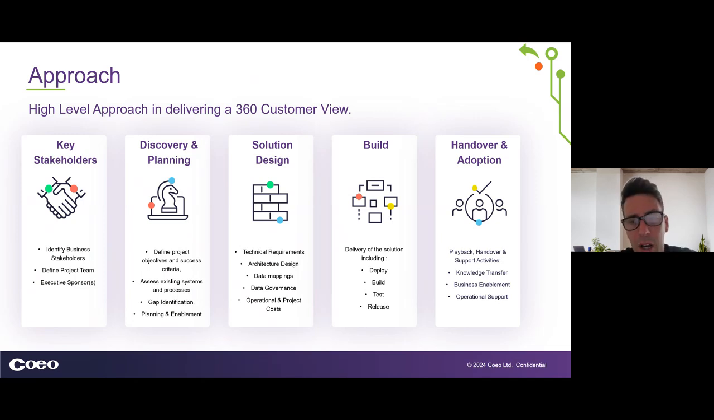So we release it into production, and then we go into the adoption enablement, knowledge sharing, business enablement, right? Ensuring the right people have the right access, ensuring that they're using it, working with key stakeholders, getting their feedback, understanding what they like, what they don't like, what's useful within the single customer view, and then the operational support as well to ensure that the platform is up and running as needed for the business.